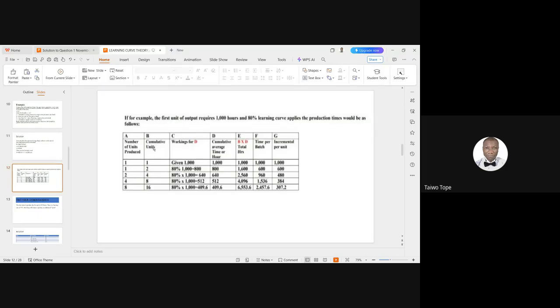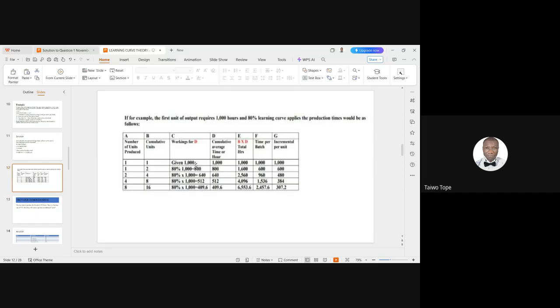You can have number of units, and you can have cumulative units. Cumulative is present plus previous. When the output is 1, the cumulative will be what? 1, because 1 plus 0 is 1; there's nothing before 1. When you double 1, you're going to have 2, that is 1 plus 1. When you double 2, the cumulative will be 4. When you double 4, it will be 8. When you double 8, it will be 16.